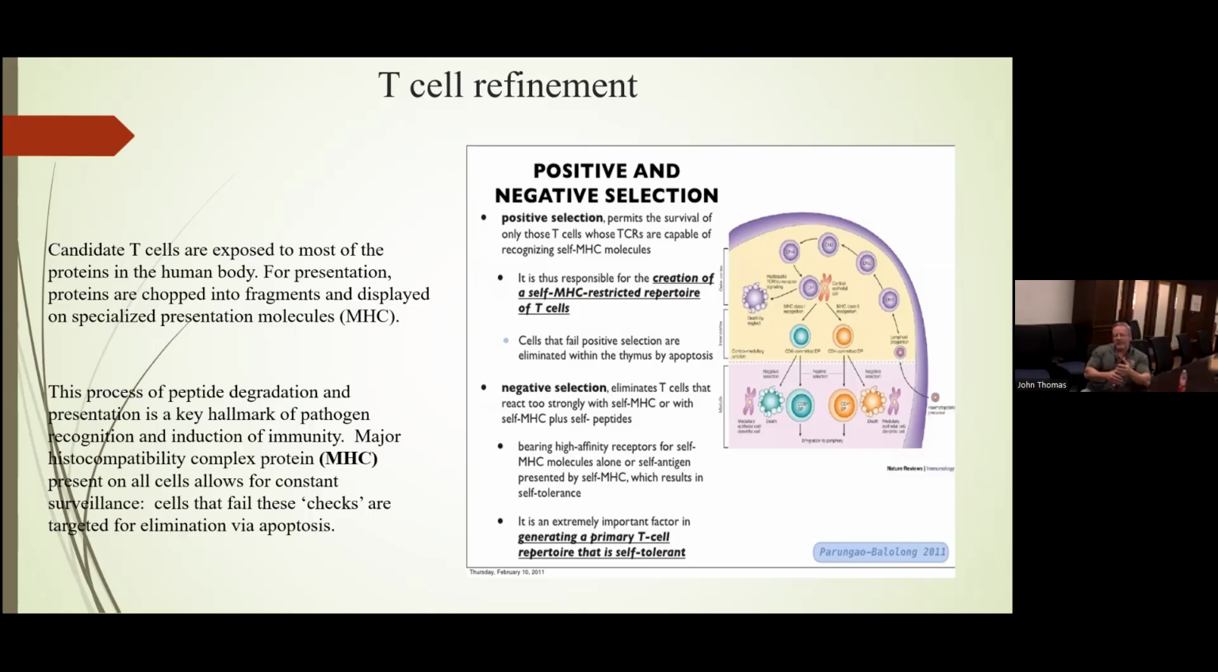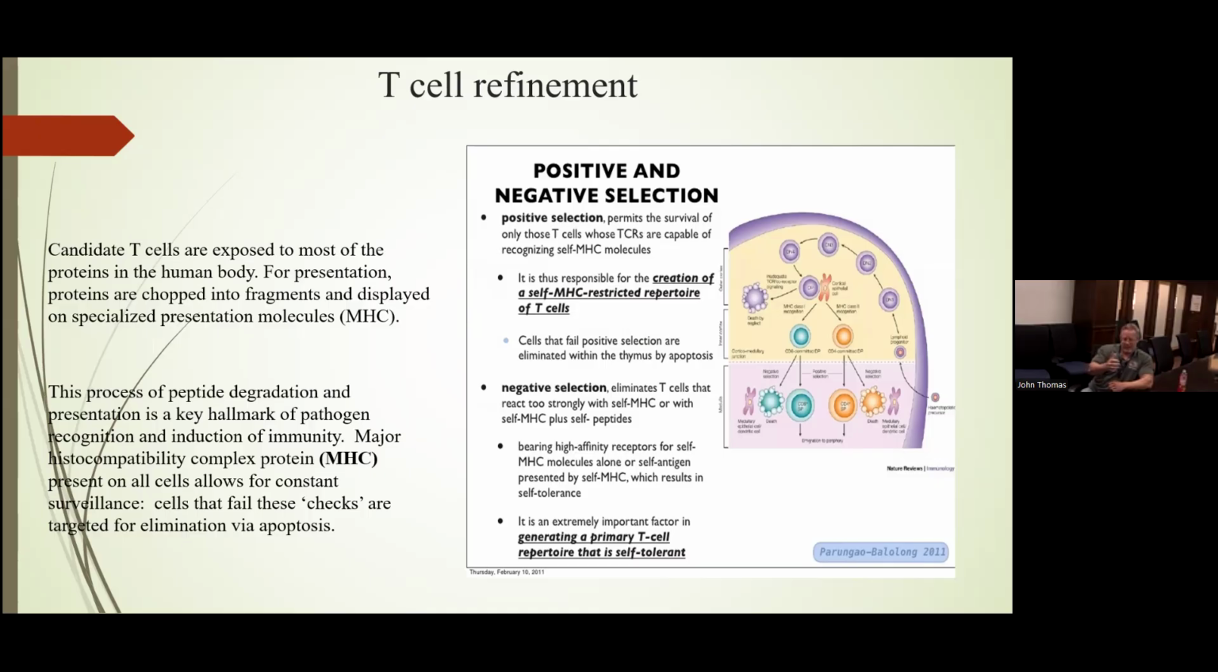The way that T cells do this is through a phenomenon that we refer to as positive and negative selection. Positive selection refers to T cells that have T cell receptors, TCRs, that are able to recognize self MHC. So when a new T cell is made, a brand new baby T cell, if you will, it's going to check two things with its T cell receptor. Can it recognize self peptide?